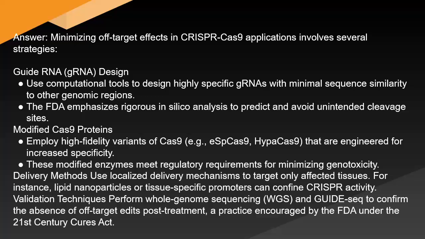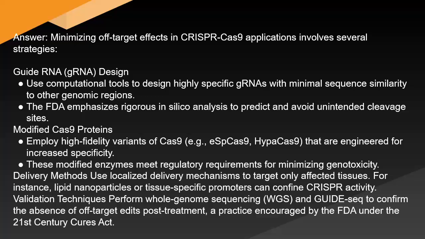Guide RNA (gRNA) design: use computational tools to design highly specific gRNA with minimal sequence similarity to other genomic regions. The FDA emphasizes rigorous in silico analysis to predict and avoid unintended cleavage sites. Modified Cas proteins: employ high-fidelity variants of Cas9, such as eSpCas9 and SpCas9-HF1, that are engineered for increased specificity. These modified enzymes meet regulatory requirements for minimizing genotoxicity.